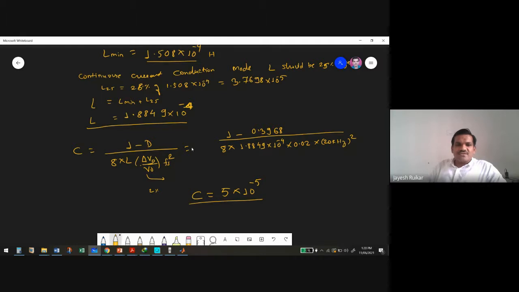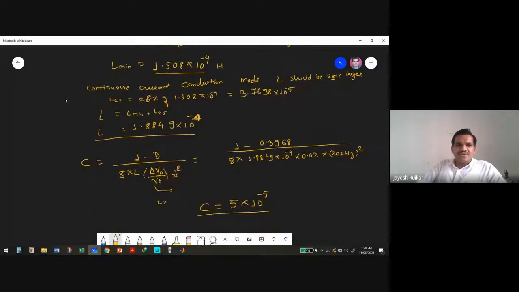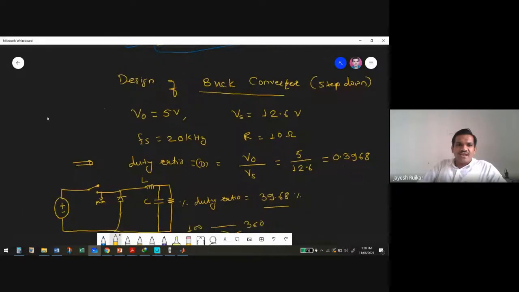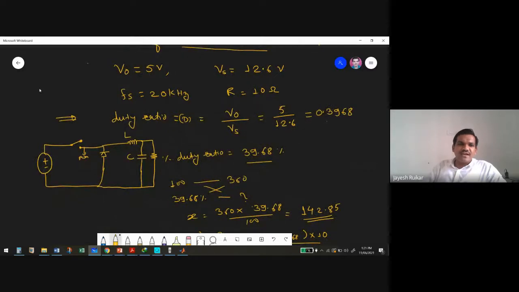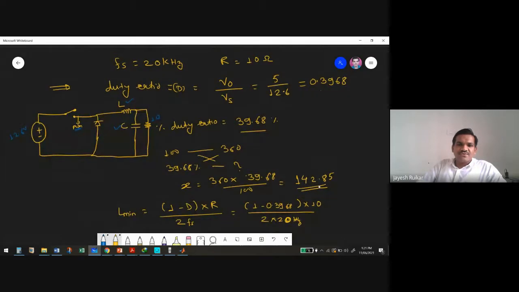So I will simulate now, if you understood this much of the design calculation. We got the value of L, and we got the value of C. R we already know. Vs, that is source voltage, is 12.6 volt. Resistance value, we have taken as 10. And we have calculated the value of PWM, that is 142.85.